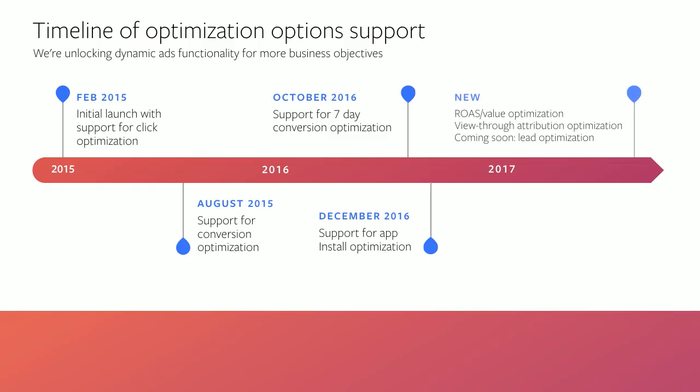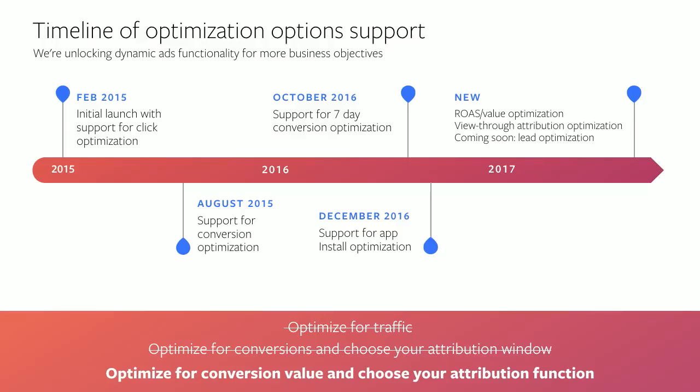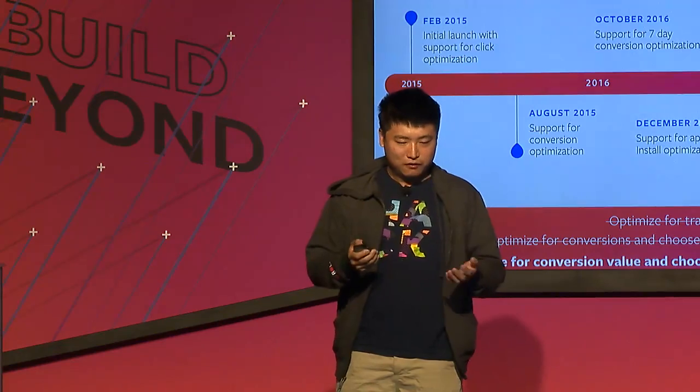And today, I'm really excited to announce that we're supporting the view-through optimization, value optimization, and then very soon lead optimization as well on top of the optimizations that we supported in the past. So what does that mean? In the past, we asked you guys to optimize for conversions and then maybe choose a different attribution window instead of traffic. Now we're saying go one step further, optimize for sales, and choose the attribution function that's the most appropriate for your business. So whether that be 7-day post-click, 1-day post-view, or some combination thereof.